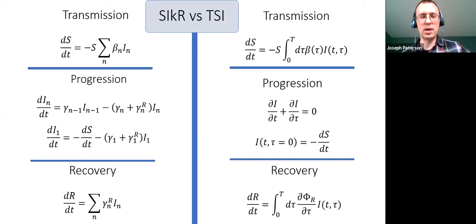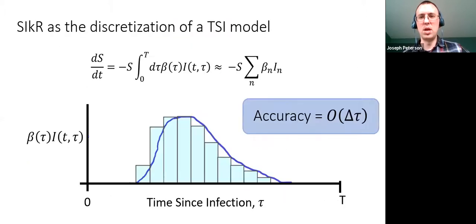This is starting to tell us what kind of a discretization of the continuous problem we're actually working with. So in the compartment model, as I said, we're working with a Riemann sum approximation, and that's illustrated here. The accuracy of a Riemann sum approximation is order delta tau. So the spacing in time since infection that your individual compartments represent sets the accuracy of your model. Okay, this is about as bad of accuracy as a stable and converging numerical scheme can be.